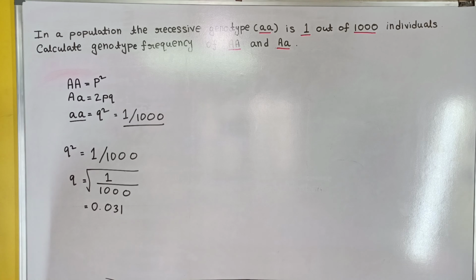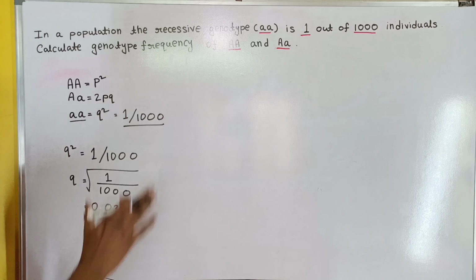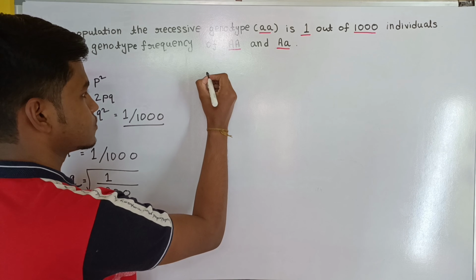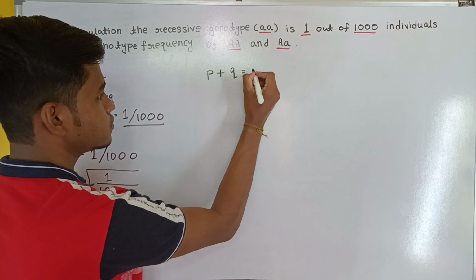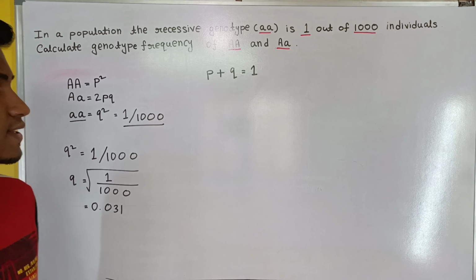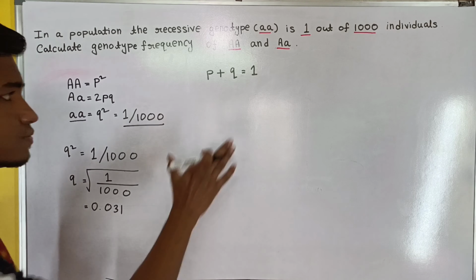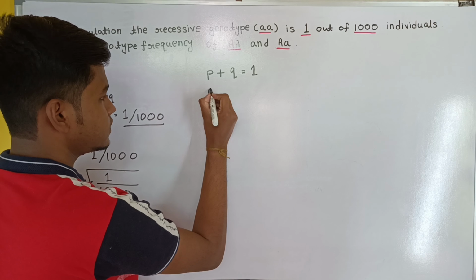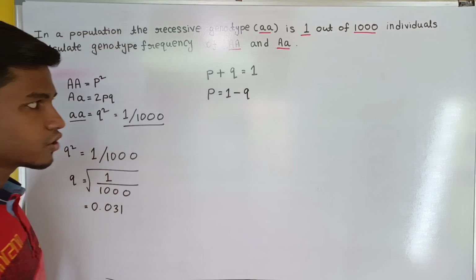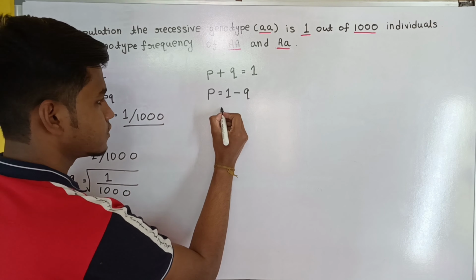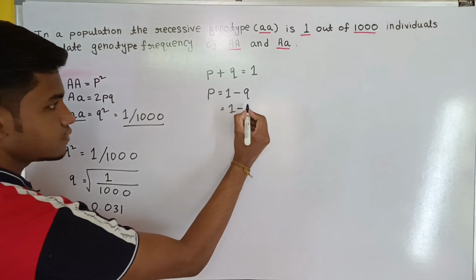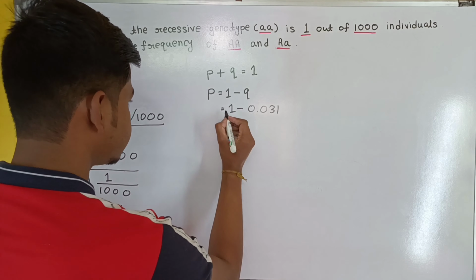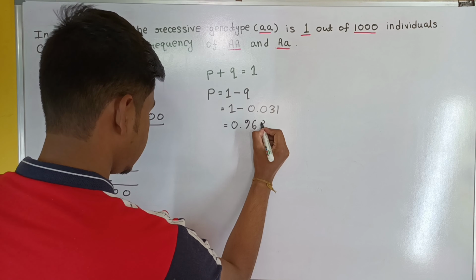Okay, and in the next step I will consider that this population is in Hardy-Weinberg equilibrium. So basically Hardy-Weinberg equilibrium is p plus q equal to 1. I know the value of q, that is 0.031, so I can write p equal to 1 minus q. So 1 minus 0.031, and the value of p is 0.969.